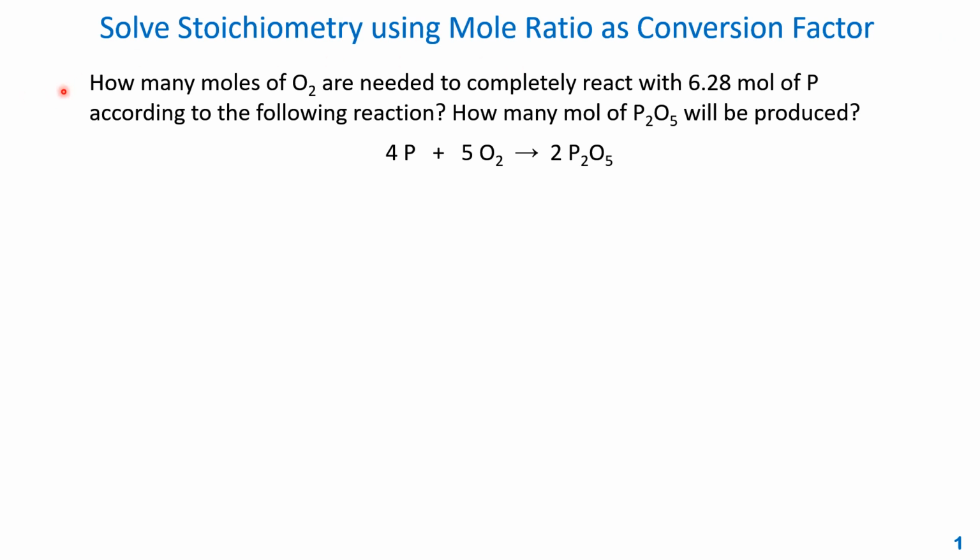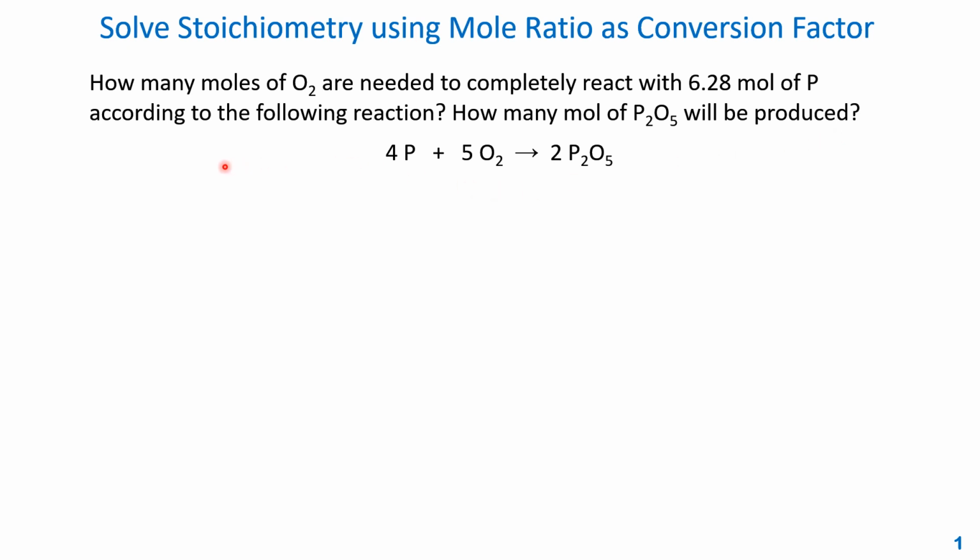The question is: how many moles of oxygen molecule are needed to completely react with 6.28 moles of phosphorus according to the following reaction? This is a balanced reaction. And actually there's another question: how many moles of diphosphorus pentoxide will be produced? Okay, this is actually 2 questions.